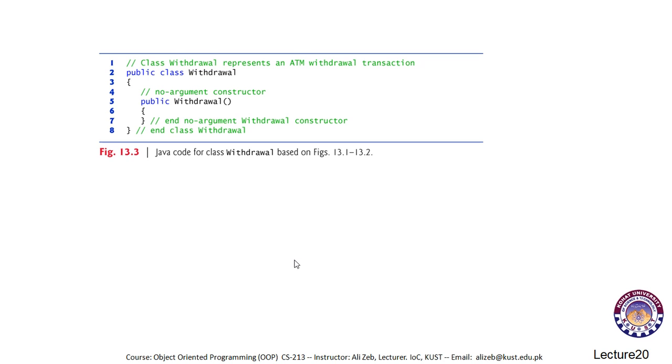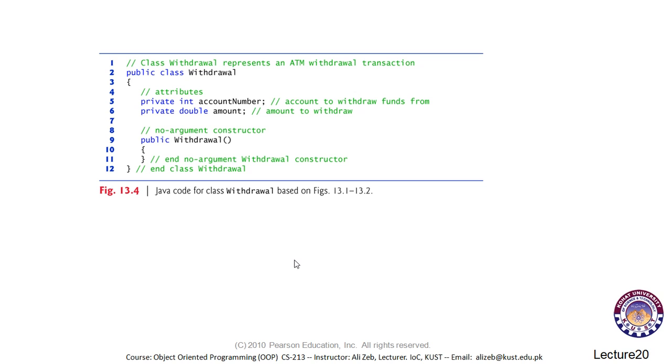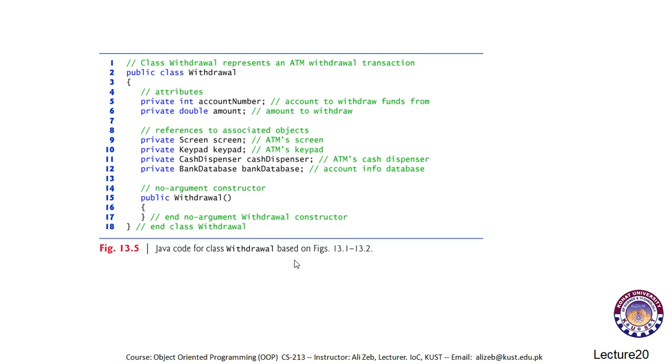So this is an initial structure of our public class, our class Withdrawal with the no-argument constructor. This can be the initial shape of the class. Then in the next stage we add our instance variables to the class, followed by the references to the other classes that this class might have.